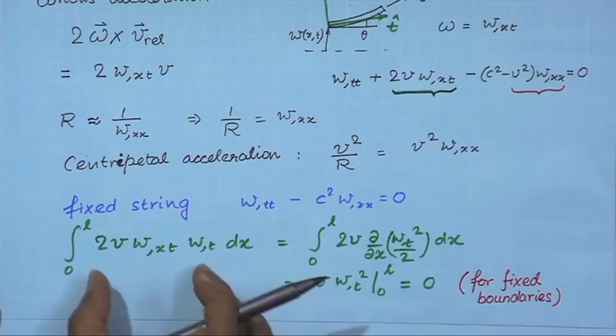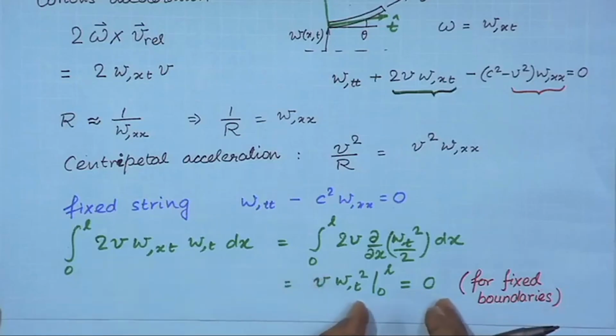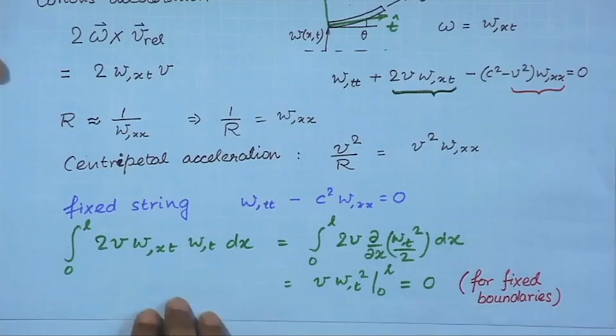So, this term is also conservative. So, this does not contribute to the energy at all. So, for fixed boundaries, this term is conservative. So, there is a possibility that if the boundaries are flexible, then this system might become non-conservative.